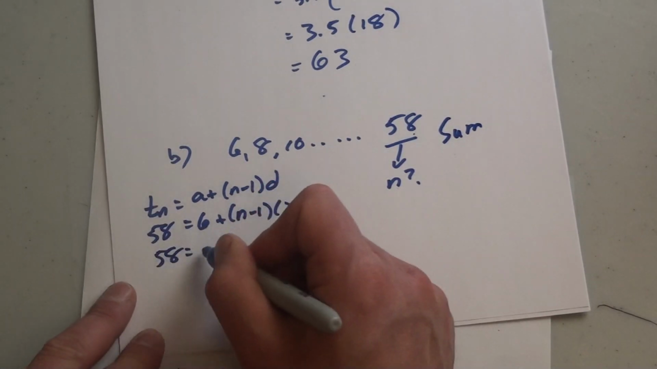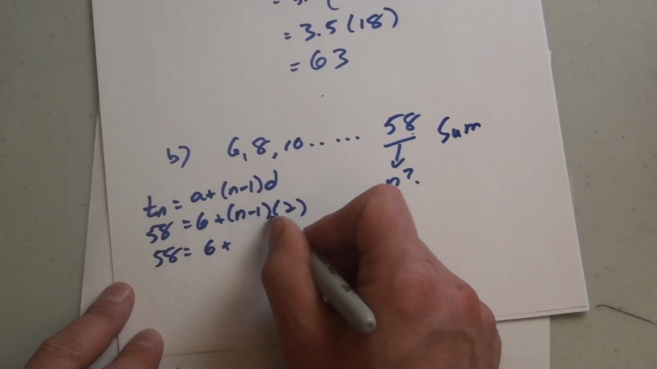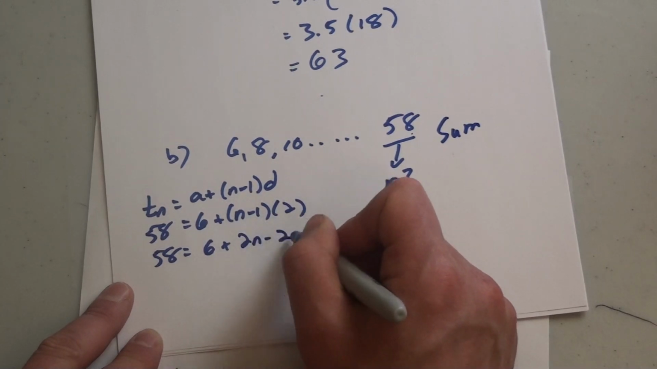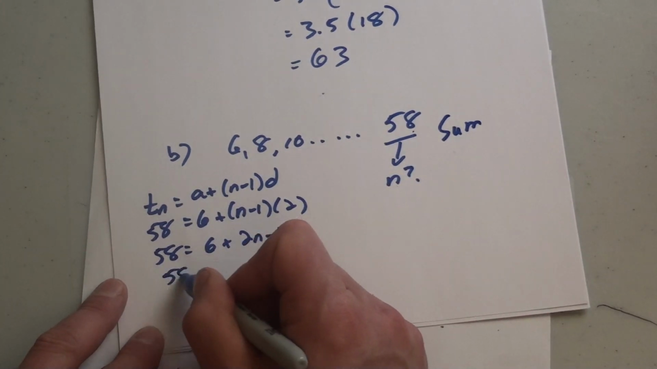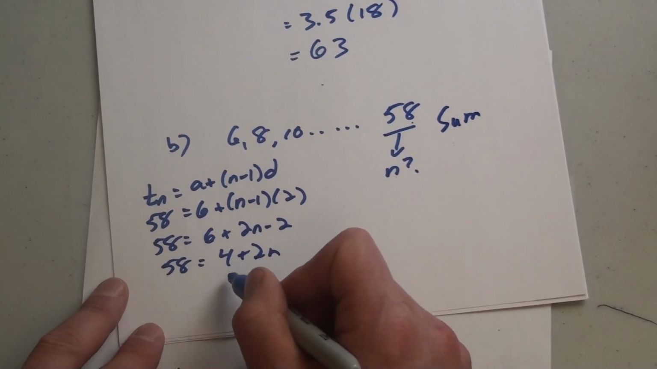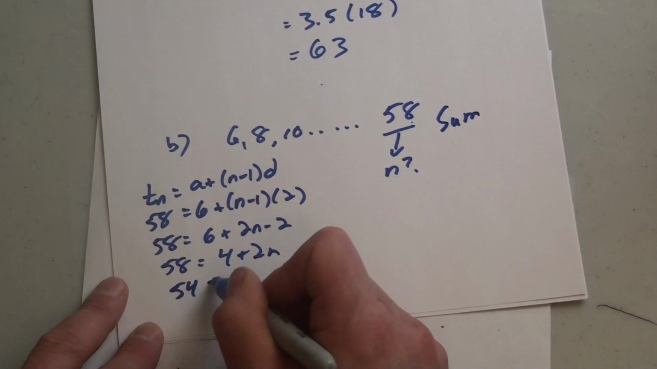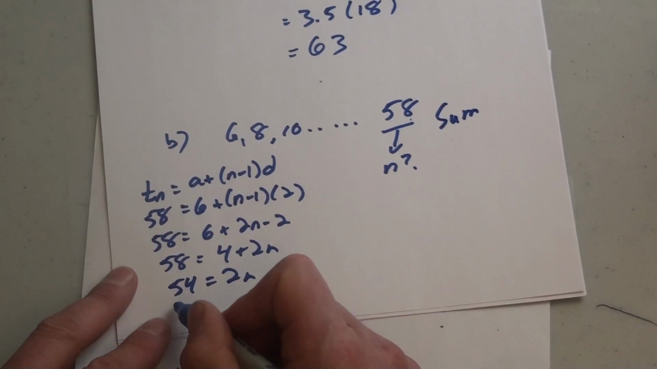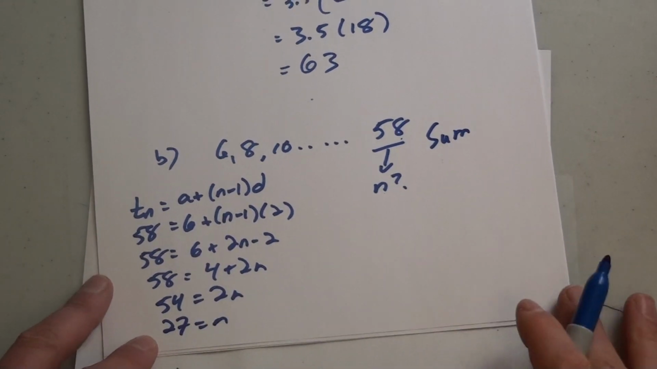So again, doing some algebra, 6 plus, multiply my 2 into both those terms, 2n minus 2. I want to have 58 equals 4 plus 2n. Subtract 4 from both sides, I want to have 54 equaling 2n, and that's going to give me 27 equal to my n value.